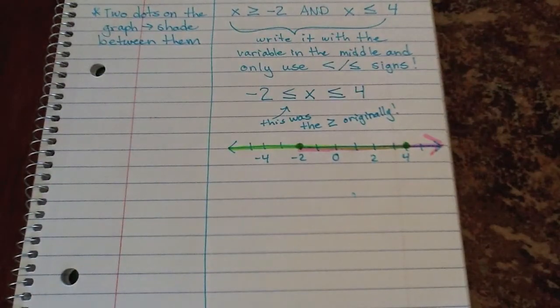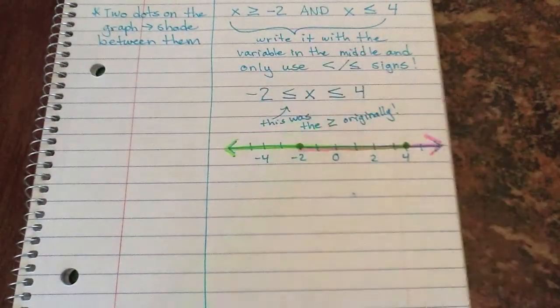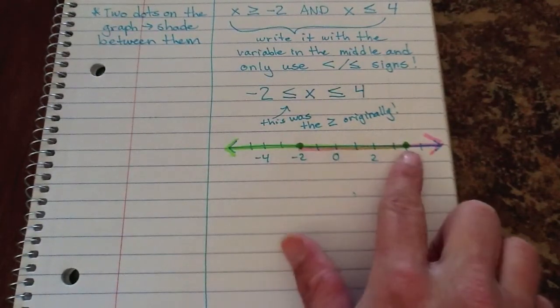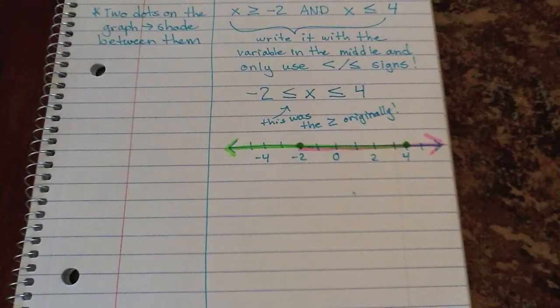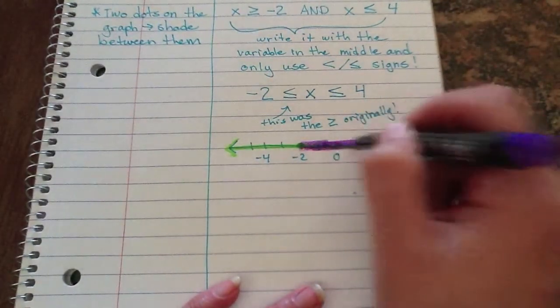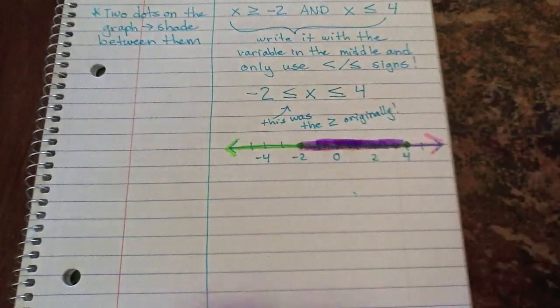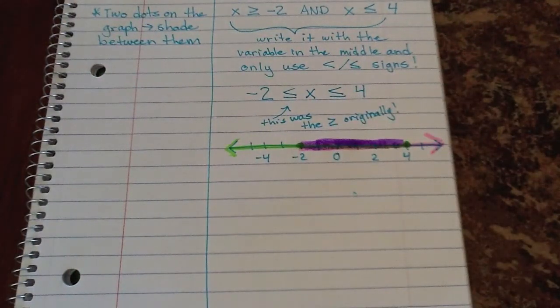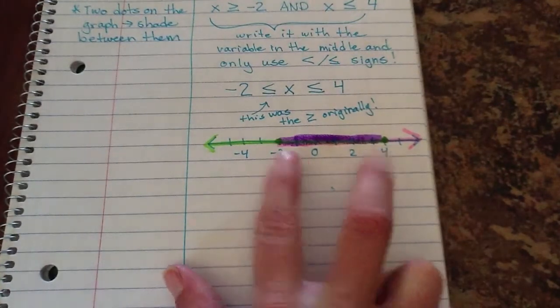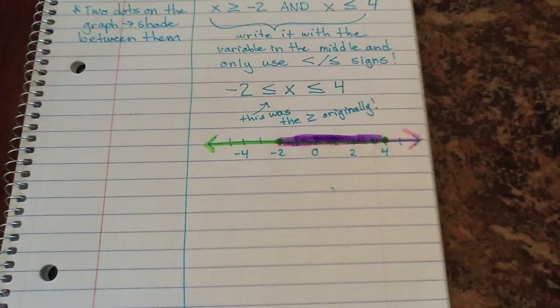Okay, notice we end up with our whole entire graph shaded because this one goes down past -2, this one goes up past 4. With the and inequalities, you're looking for the answers that are true for both. So you are looking for the part where they overlap, which ends up being the part in the middle, which is right there. So those are your solutions to this compound inequality. That's the only part you're going to graph. You never graph these parts. I just did that to show you how that works and why it overlaps.